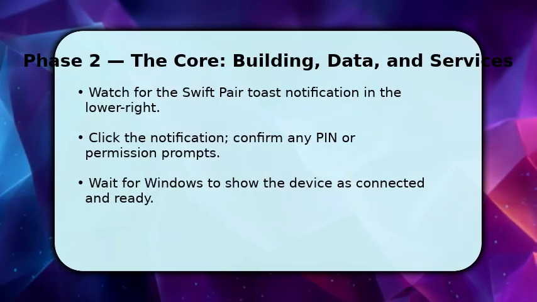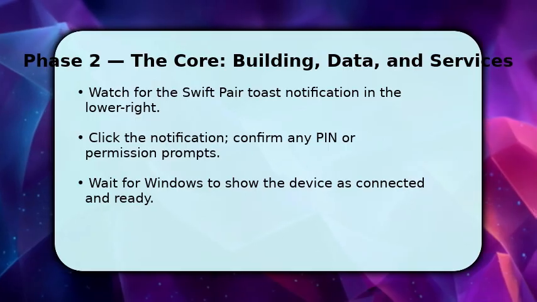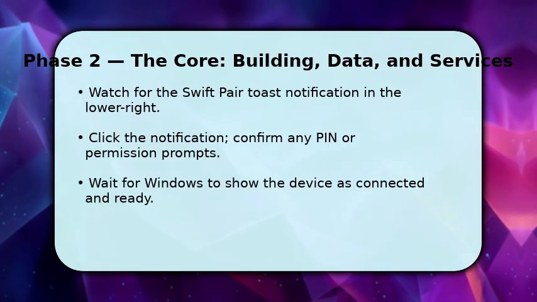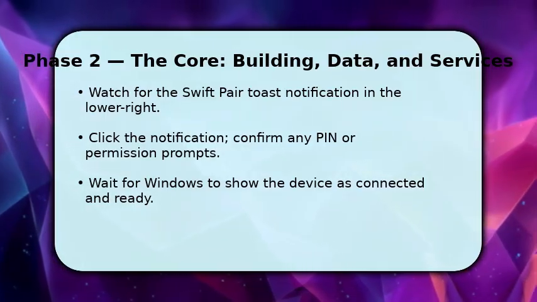You look for the Swift Pair toast that appears automatically. It's brief, so pay attention. Once the notification shows, click Connect immediately. You may see a PIN or permission prompt; verify the code on both devices, or allow the connection.